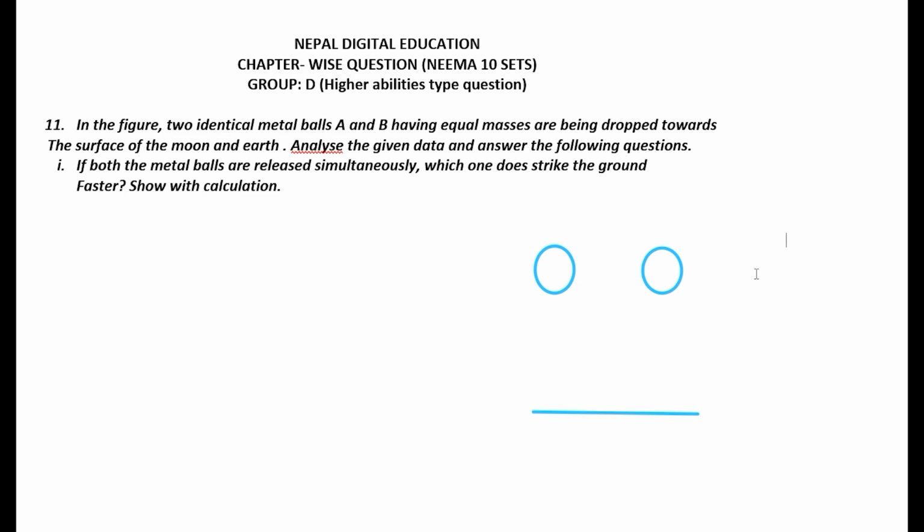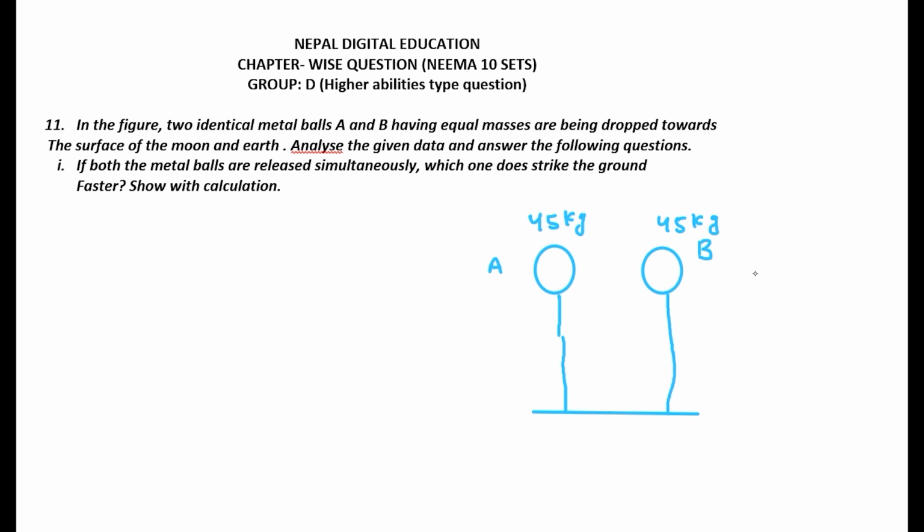Let us look at the problem. In the figure, there are two identical metal balls A and B. Suppose this is A and this is B. Two identical metal balls having equal mass. The mass is given as 45 kg, and here also 45 kg. So equal masses are being dropped toward the surface of the moon and the surface of the earth.